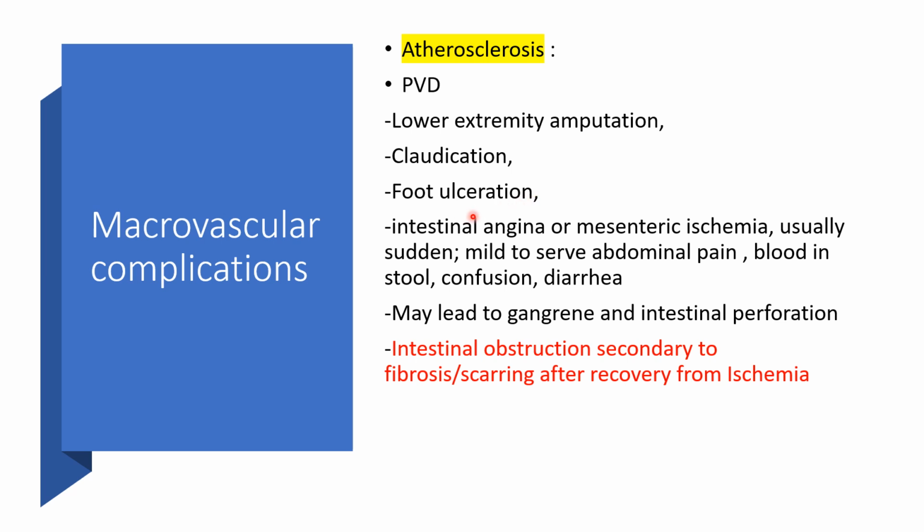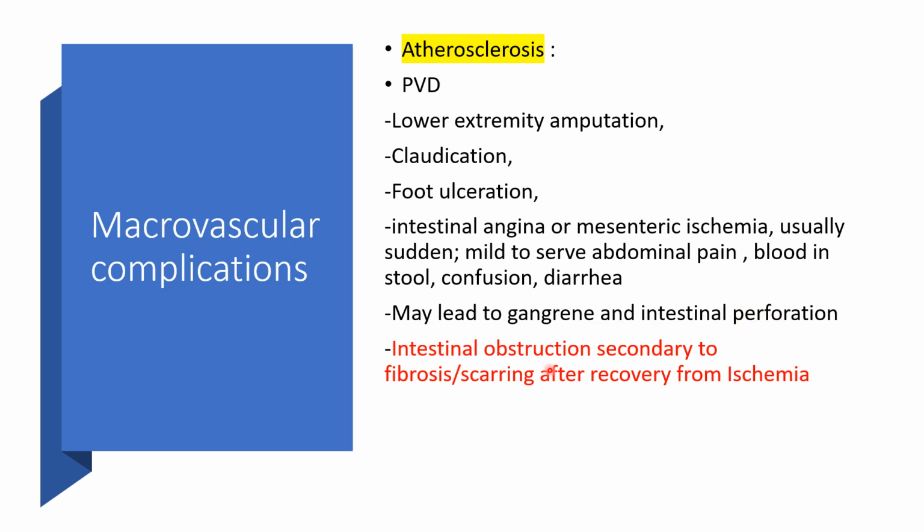Foot ulceration, we check that. We remove the shoes, remove the socks, we check the interdigital areas for ulcers and everything. Intestinal angina or mesenteric ischemia, usually sudden. It's going to be mild to severe abdominal pain. Blood in stool, the individual is confused or there's diarrhea, we check for all those. May lead to gangrene and intestinal perforation.